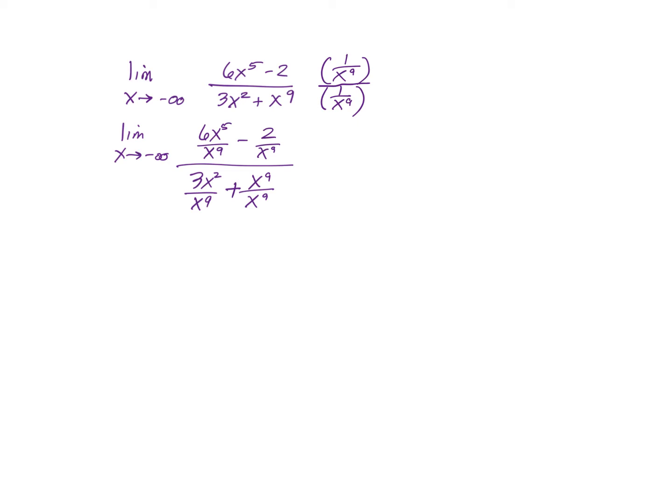So now we get the limit as x approaches negative infinity of 6 over x to the 4th minus 2 over x to the 9th, all over 3 over x to the 7th plus 1.